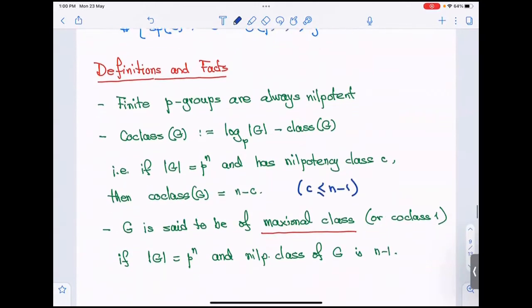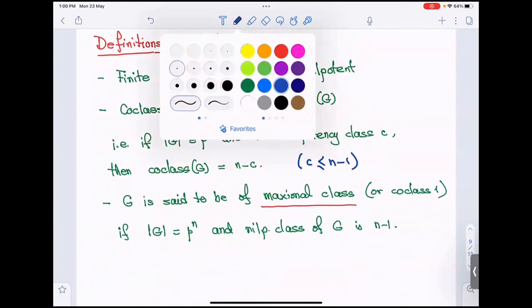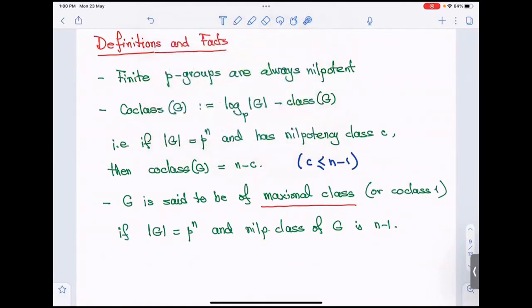Okay, and the question now is, is it possible to find examples of c being equal to n minus 1? And the answer is yes. These groups are usually called of maximal class. For every n greater than or equal to 3, there exists a finite p-group of maximal class of order p^n. This is again a standard fact.